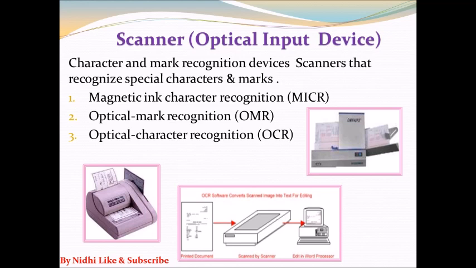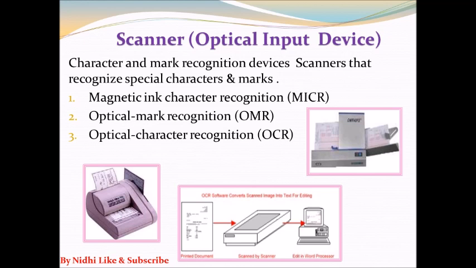And the third one is OCR, optical character recognition. It is used in surveys to check the entries and fill them in automatically, without manual entry, on the computer. It recognizes the characters, meaning alphabets, on the computer. So this is all about MICR, OMR and OCR.